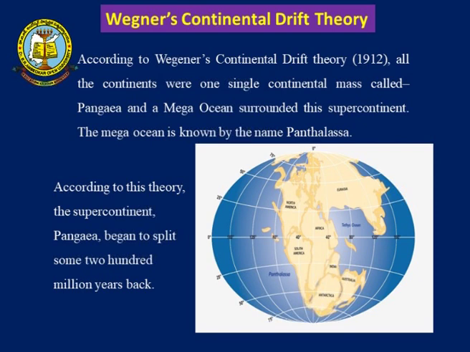So, you can see this is one continental mass called Pangaea and a mega ocean surrounding the supercontinent. Now, what is the name of this mega ocean? That is the Panthalassa. So, all the blue color one is Panthalassa and in between you can see the Tethys Sea. According to this theory, the supercontinent Pangaea began to split some 200 million years back. So, they were not constantly together, but they started splitting very slowly.